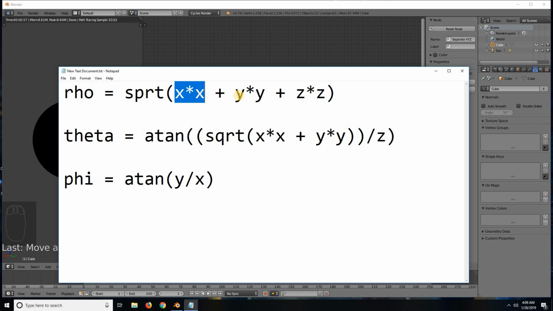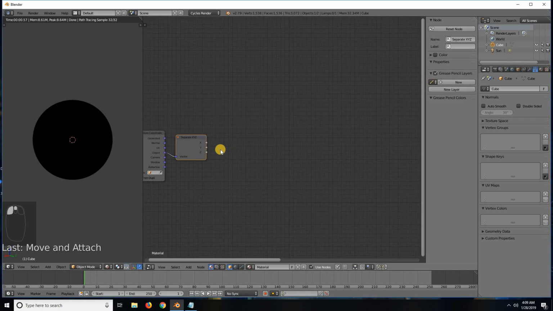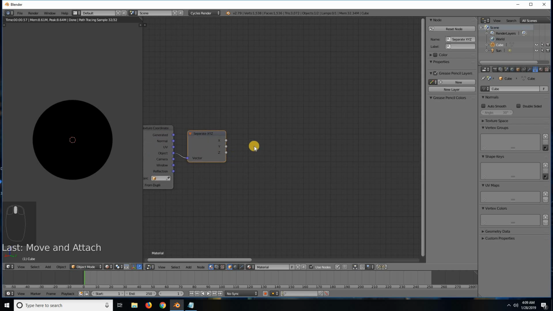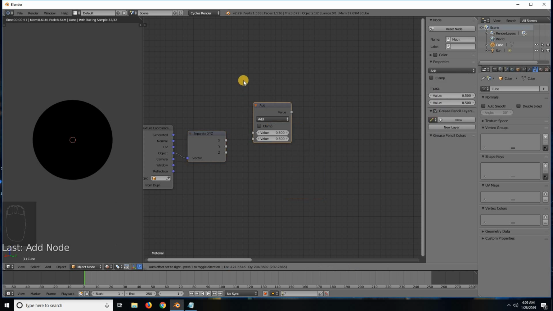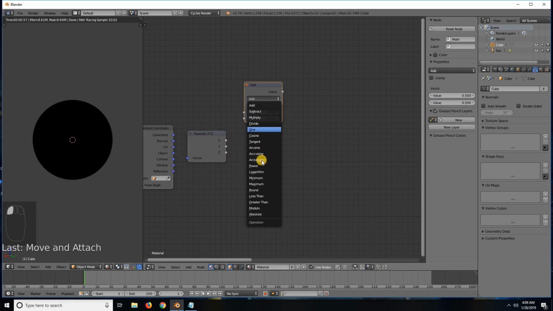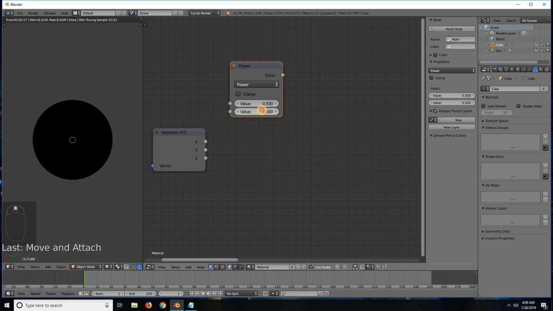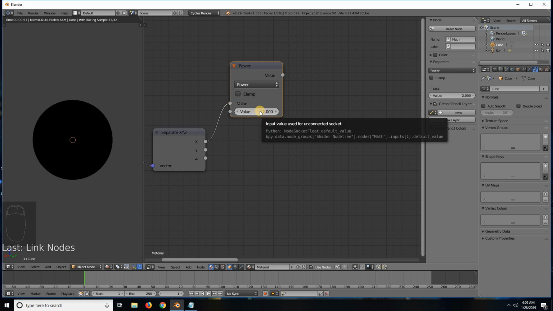So we need to build our x times x, our y times y, and our z times z, so that we have our x squared, our y squared, and our z squared. So here we have our x, y, and z. We just need to square them. So I will grab a math node. Now technically I could set this to power and set its second value to 2, and then plug that in. And that'll basically be x to the power of 2, or x times x.